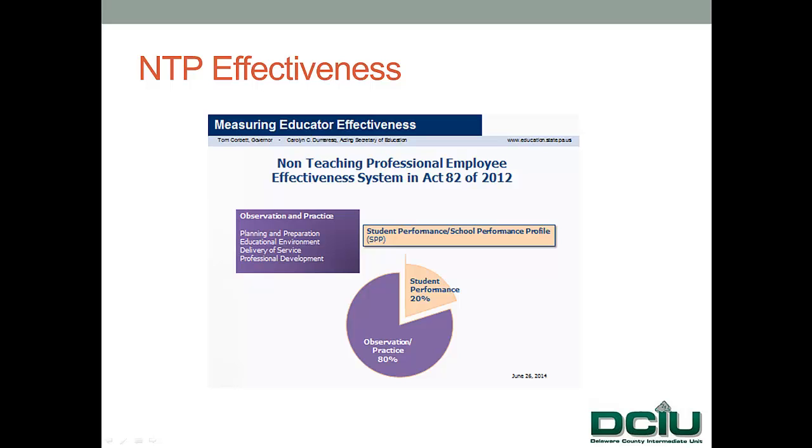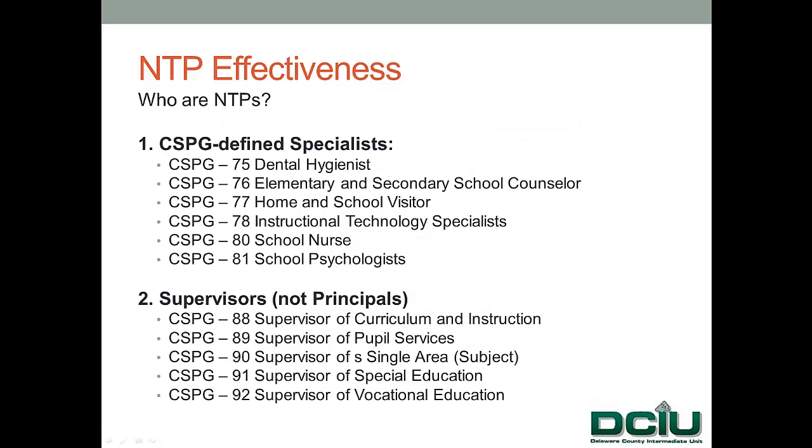Again, that's an LEA decision as to how that student performance measure looks, but multiple building scores would be possible to go into that 20% student performance data. So, who are non-teaching professionals?